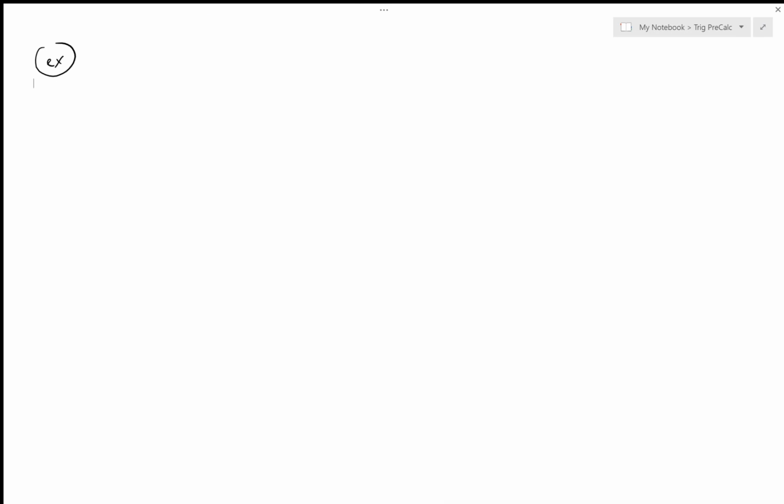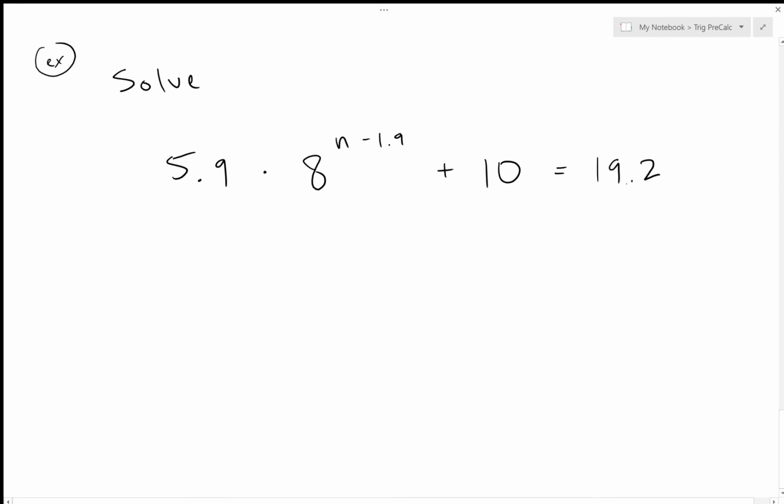Alright, and finally, let's go one last one. Let's go ahead and solve. So this one says 5.9 times 8 to the n minus 1.9 plus 10 equals 19.2. Okay, so a lot of pieces here.